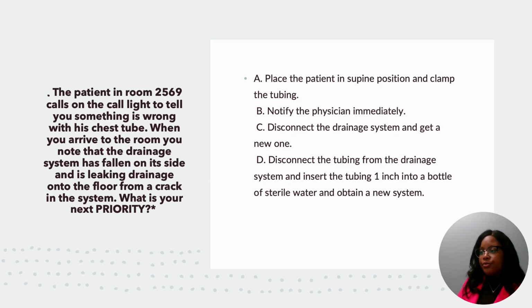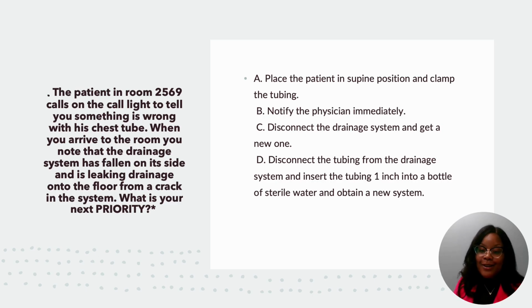The patient in room 2569 calls on the call light to tell you something is wrong with his chest tube. When you arrive to the room, you note that the drainage system has fallen on its side and is leaking drainage onto the floor from a crack in the system. What is your next priority? Is it A, place the patient in a supine position and clamp the tubing? B, notify the physician immediately? C, disconnect the drainage system and get a new one? Or D, disconnect the tubing from the drainage system and insert the tubing 1 inch in the bottle of sterile water and obtain a new system?